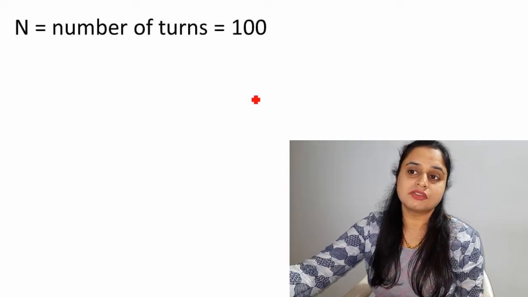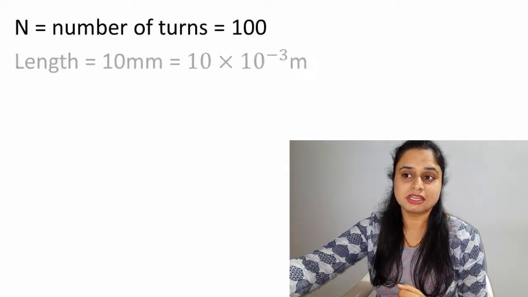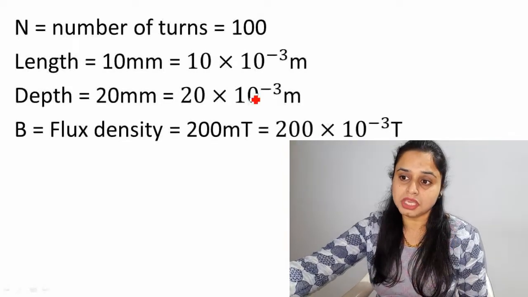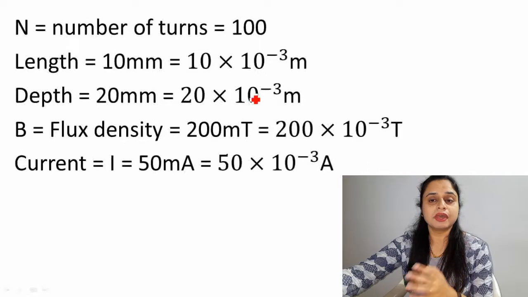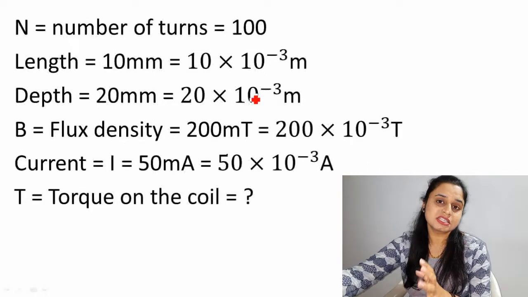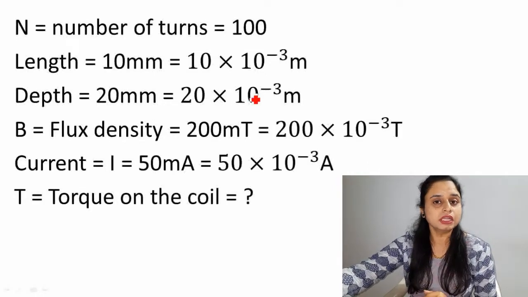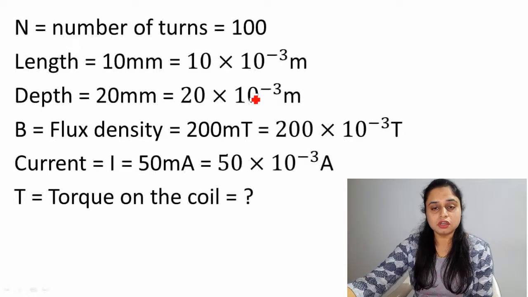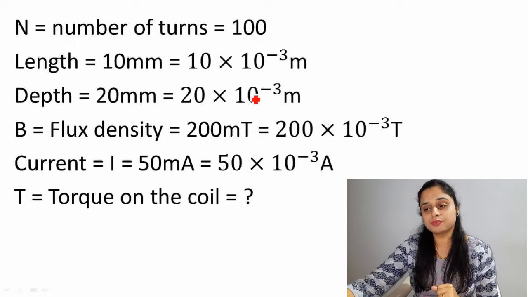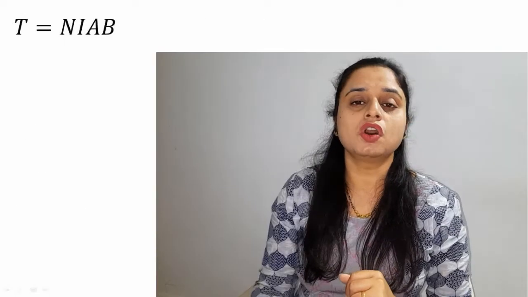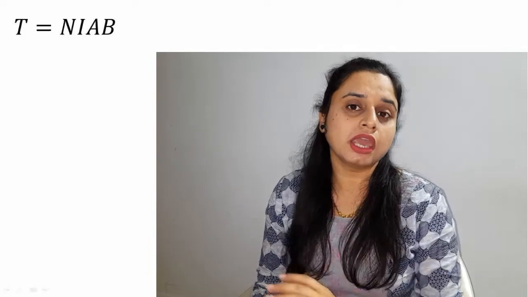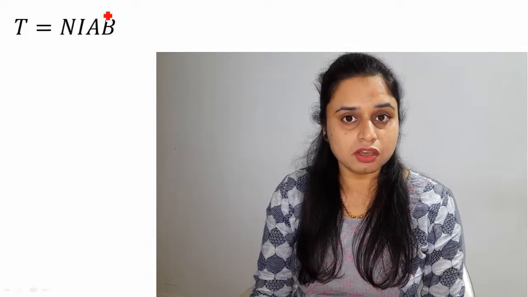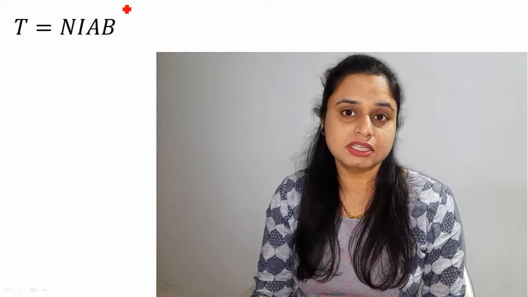So let us see what is the given data. N, number of turns, that is 100, length, depth, flux density, which is denoted as B, current, which is denoted by I. This is all the given and asked, that is the torque, which is denoted by T. So for finding the torque, what is the formula for the torque of PMMC instrument? That is given as torque is equals to NIAB. N, number of turns, I, current, A, area of the coil, B, flux density.